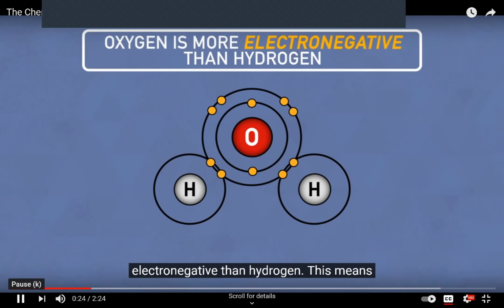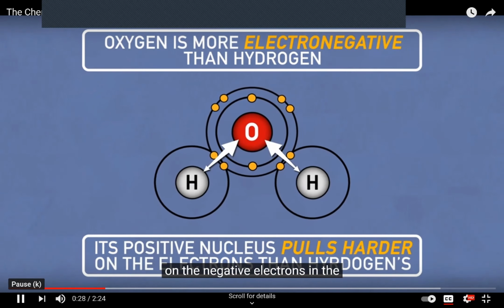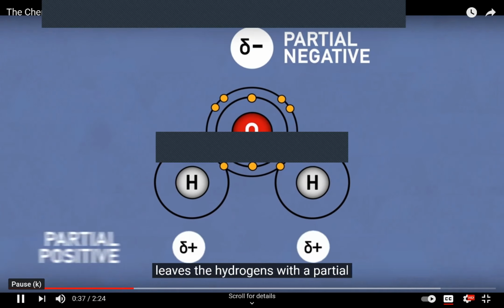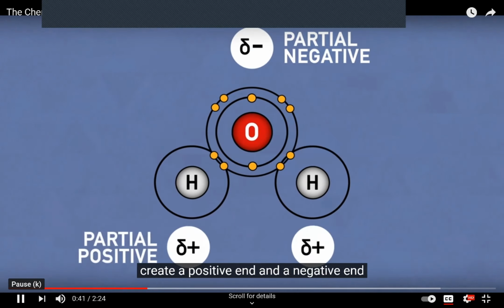Oxygen is more electronegative than hydrogen. This means that its positive nucleus pulls harder on the negative electrons in the covalent bonds than the hydrogen's nucleus. As a result, the oxygen atom develops a partial negative charge, which leaves the hydrogens with a partial positive charge. These partial charges create a positive end and a negative end to the molecule, making it what chemists call polar.